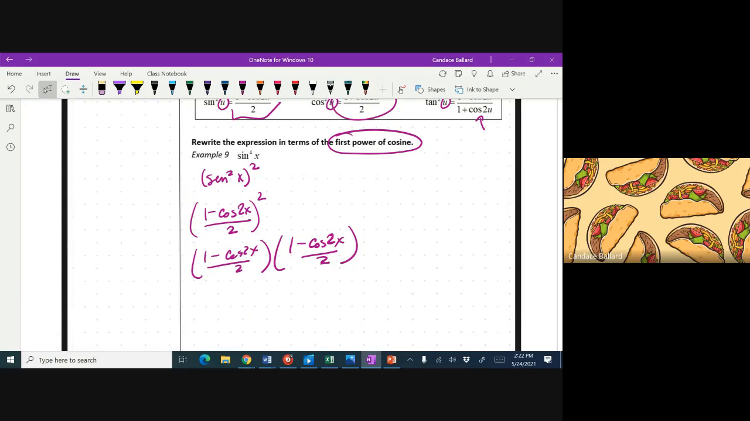So let's just talk about the denominator. What should my denominator be when we multiply across the bottom? Tell me in the chat, what's my denominator?